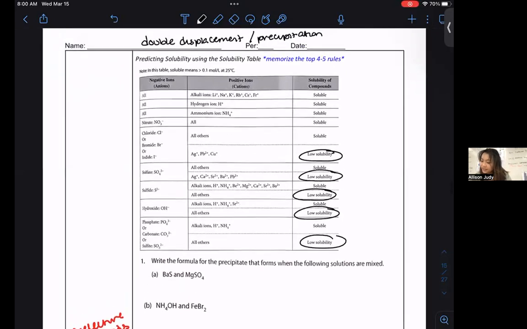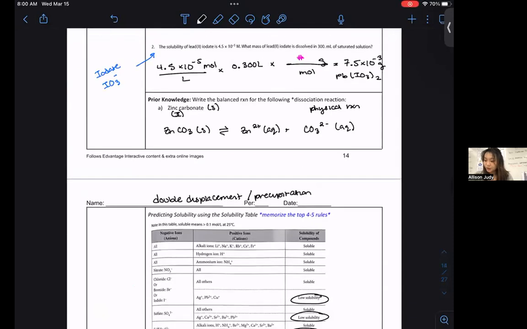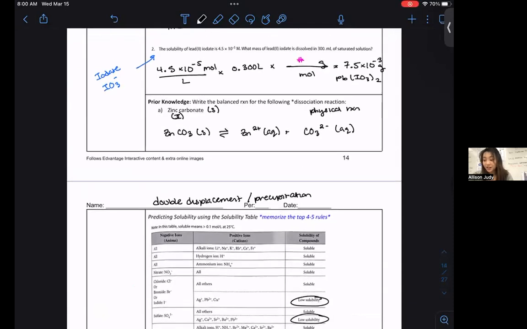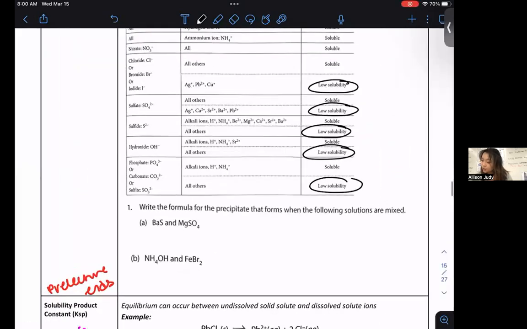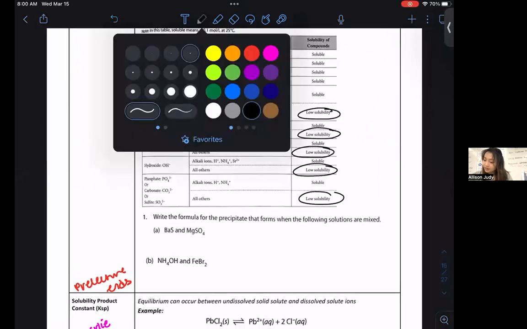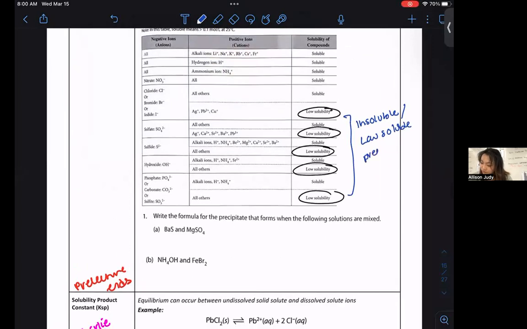So what we have here then is, let's put this all together now, using the table and being able to write a dissociation for one ionic compound. Now put it together for two. Using our table, write the formula for the precipitate that forms when the following solutions are mixed. And the precipitate again would be either low soluble or insoluble. Insoluble or low soluble indicates precipitate formation.